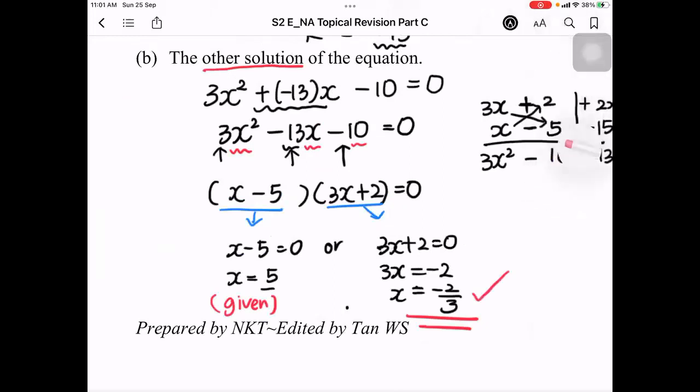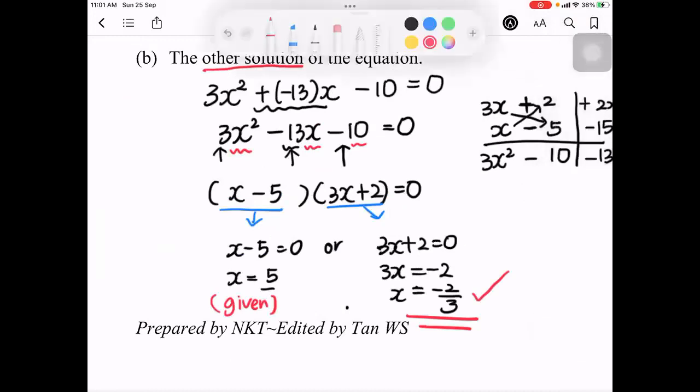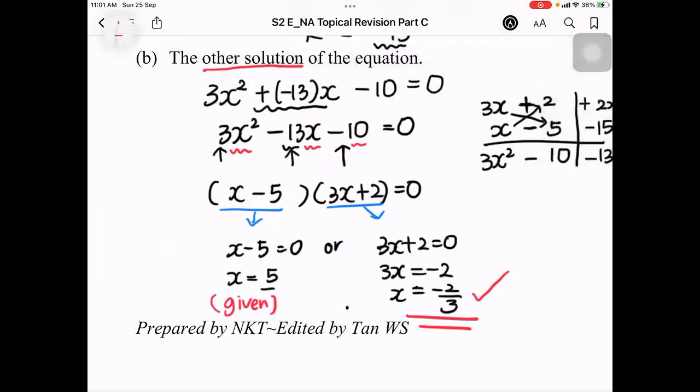Is that okay? Can y'all please take a look? At least you all should know how to do the factorization portion. If you're okay, then I'll continue already. Can give me a thumbs up if you're okay. Okay, then I continue.